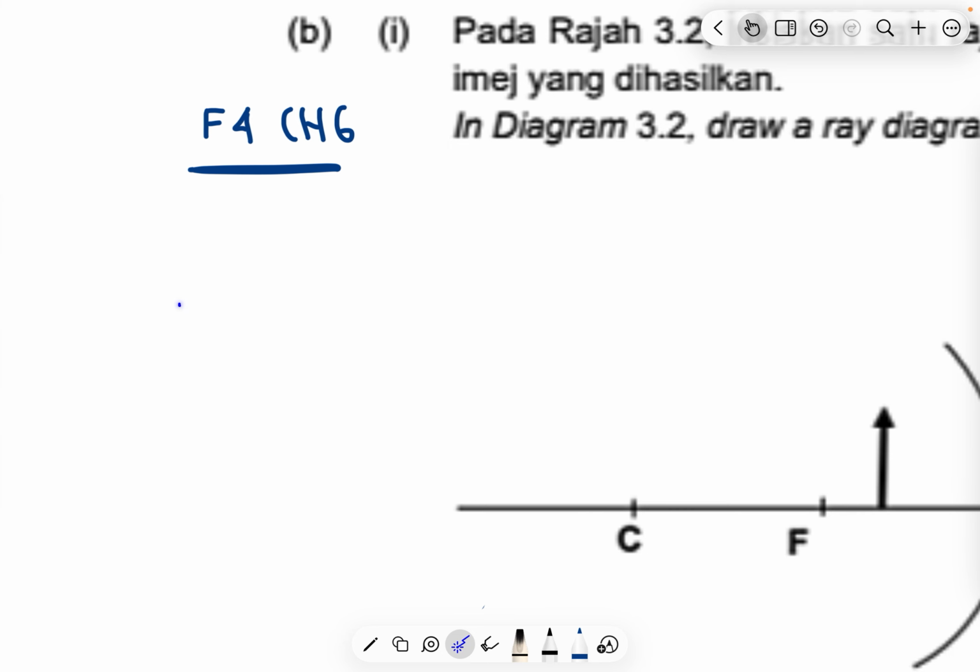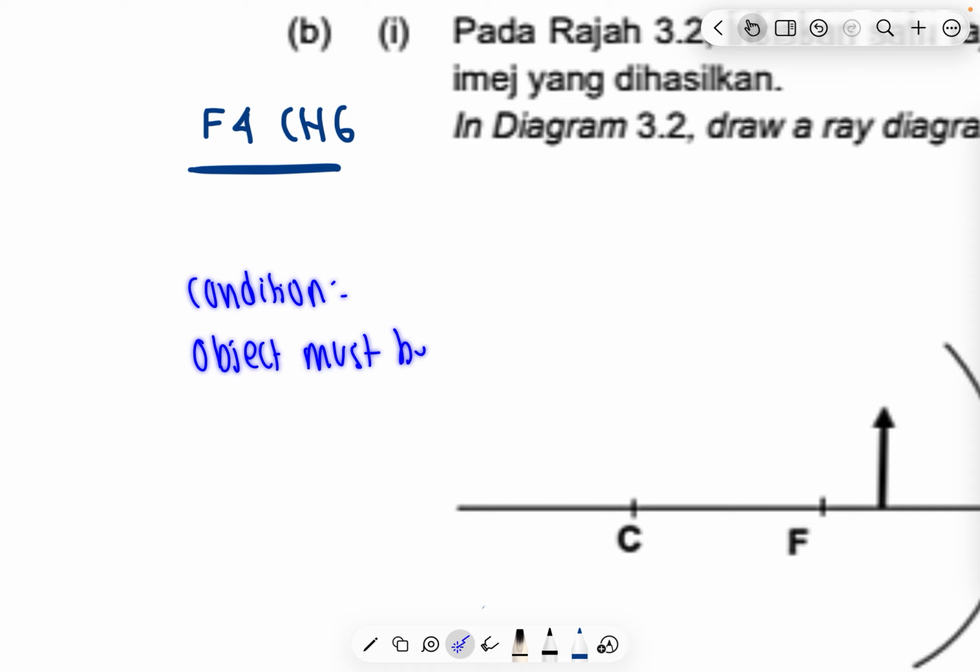Okay, so one thing that you have to know and memorize is that when an object is placed inside the focal length, meaning that let's say this is the focal length, this is the optical center, and this is the object, the image will always be magnified. Okay, you must always remember this. The condition is only that it has to be in focal length.